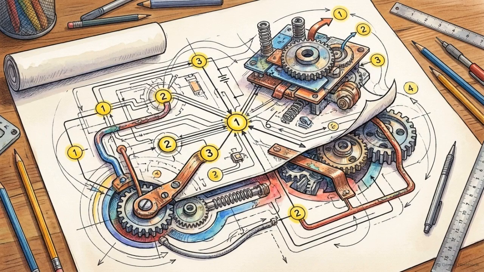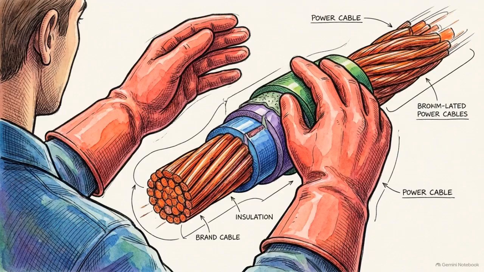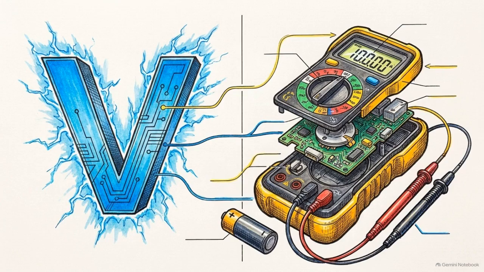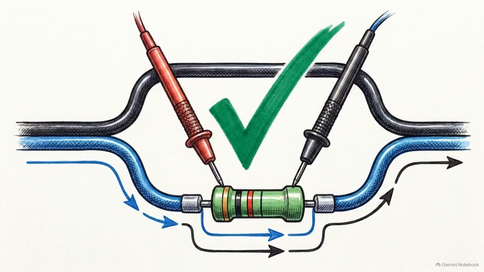Now that we have the theory and the math down, let's test your retention against a few standard technical interview questions. First, what is the unit of voltage and which instrument is used to measure it? The unit is the volt. The tool is the voltmeter. Next, the safety question. How must that voltmeter be connected to the load? The answer is always in parallel.